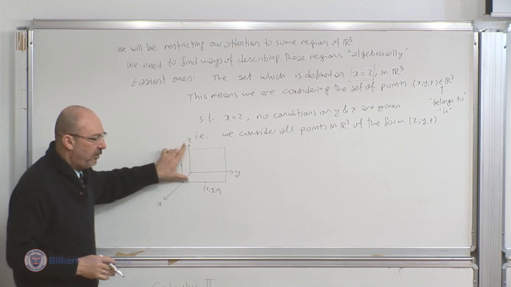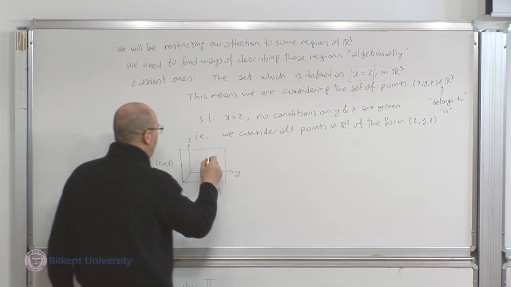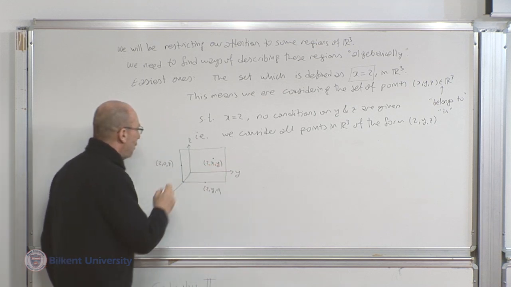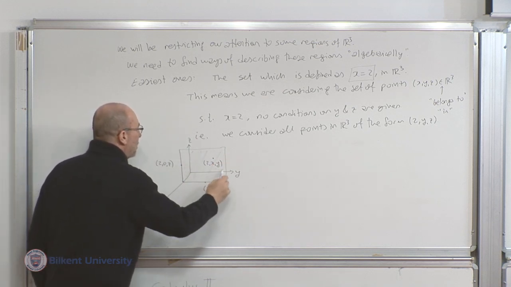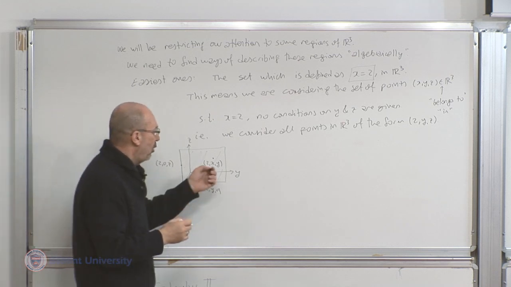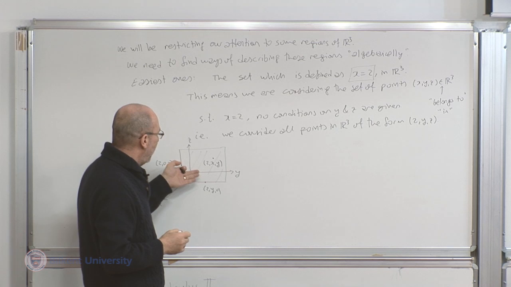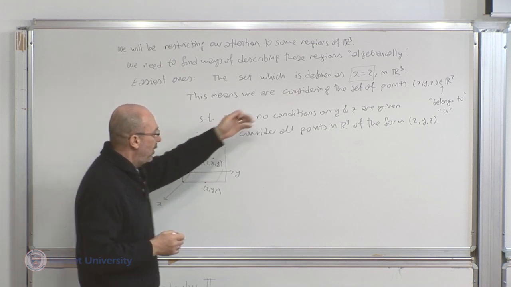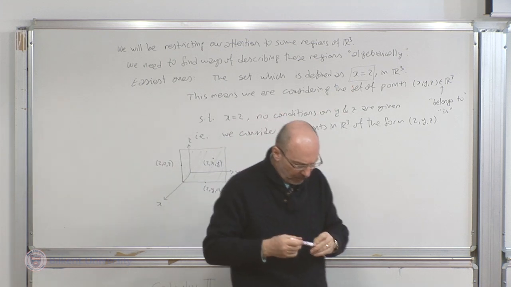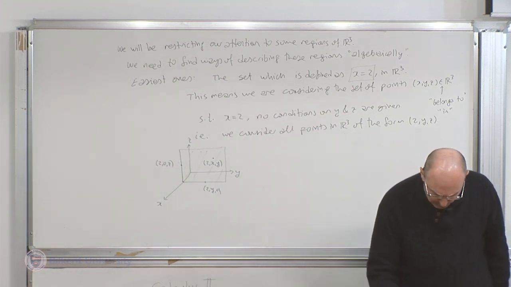Okay, so now we have this plane. Any point on this plane is of the form (2x, y). So this plane is the set that is described by this thing. For simple examples, if I draw this picture correctly, everybody understands this. But for more complicated things, we need an expression here.